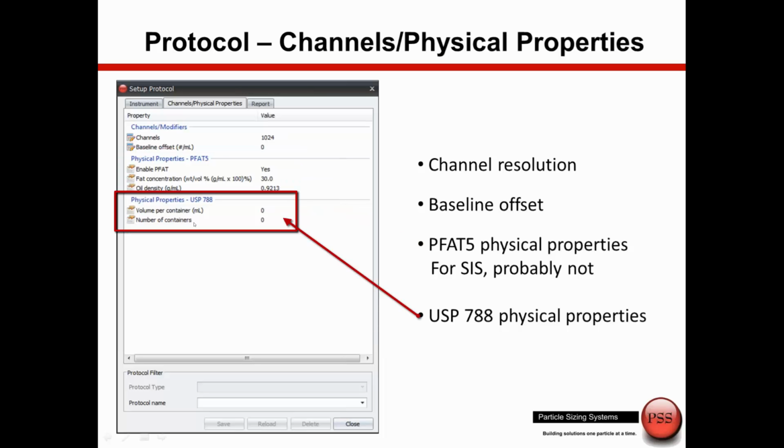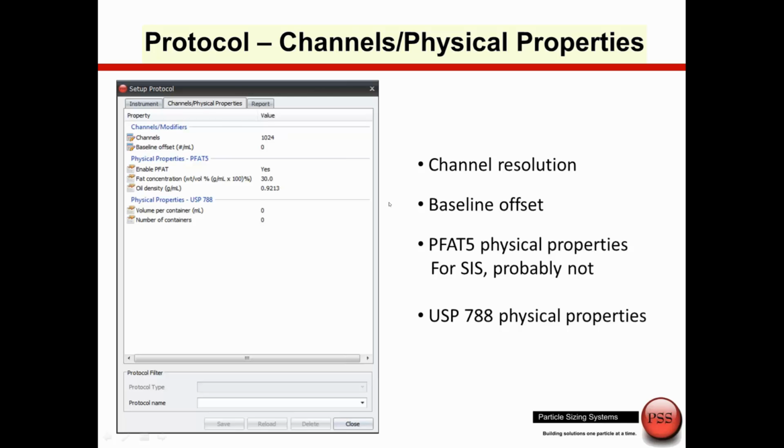And the USP 788 settings here are also for the pharmaceutical industry, where we need to tell the system how many containers we pulled and what the volume per container was.